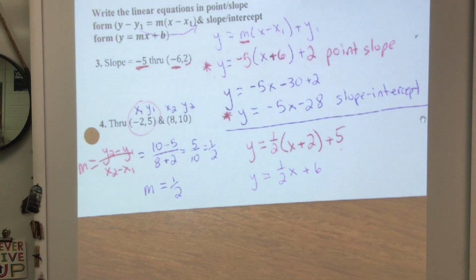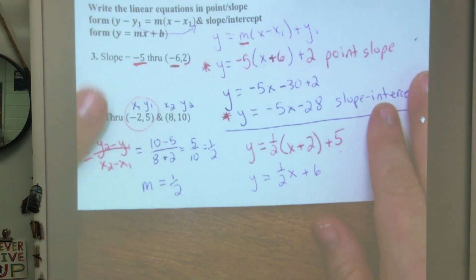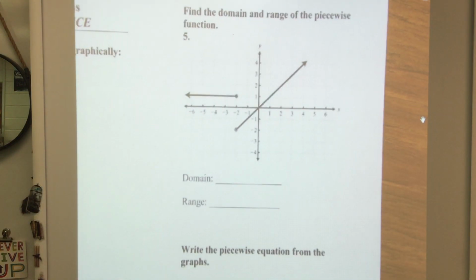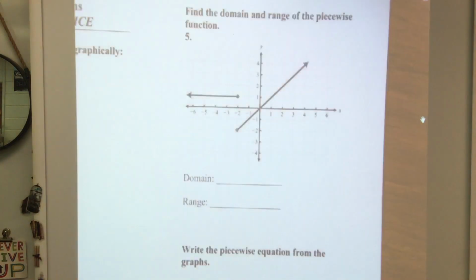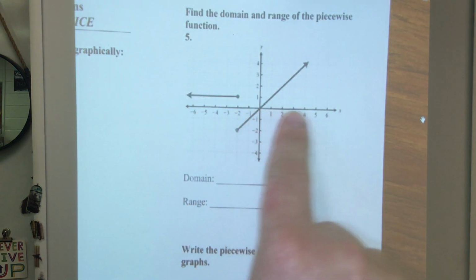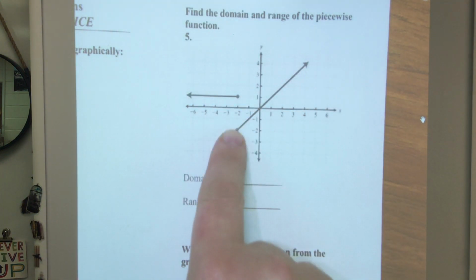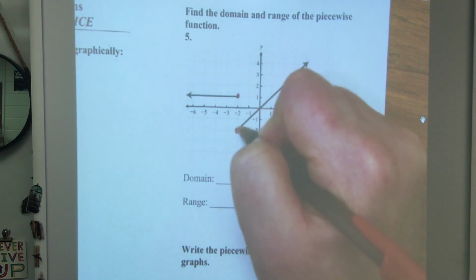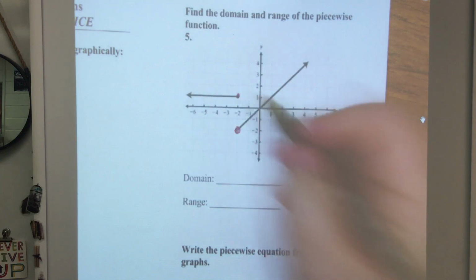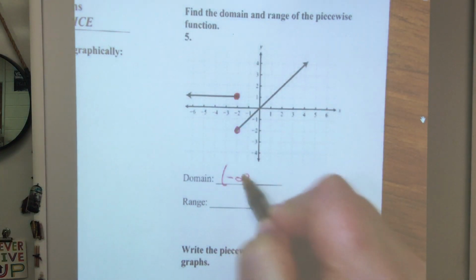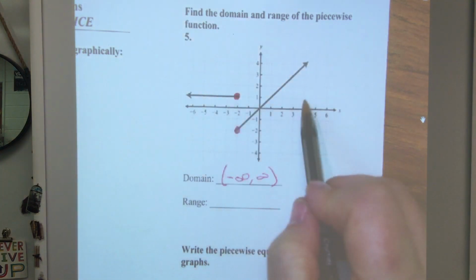Now for the last two problems. Number 5 wants our domain and our range. Now I already did this on the other one. It's coming from -infinity going along the x-axis. It includes, this one's actually the closed circle. It's hard to see, but this one's the open circle. But it is a function. So this is -infinity to infinity for the first one.